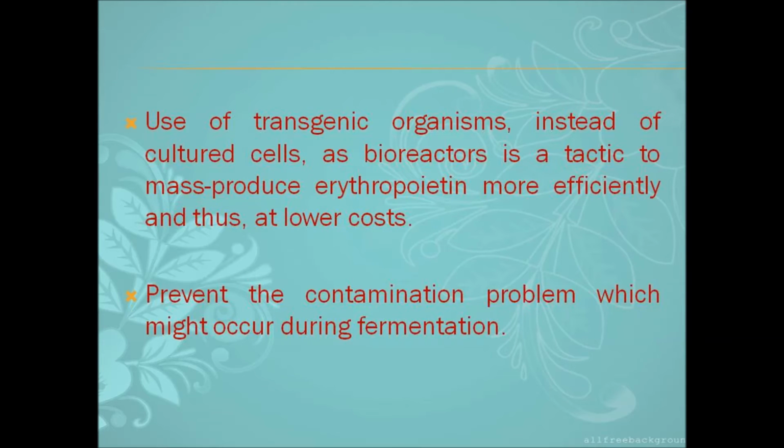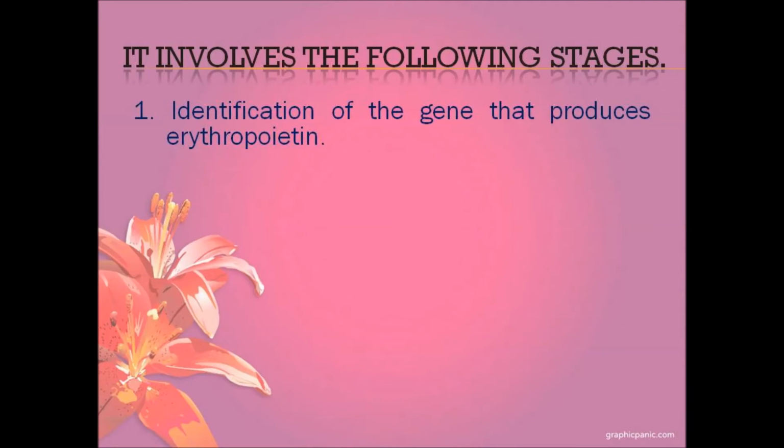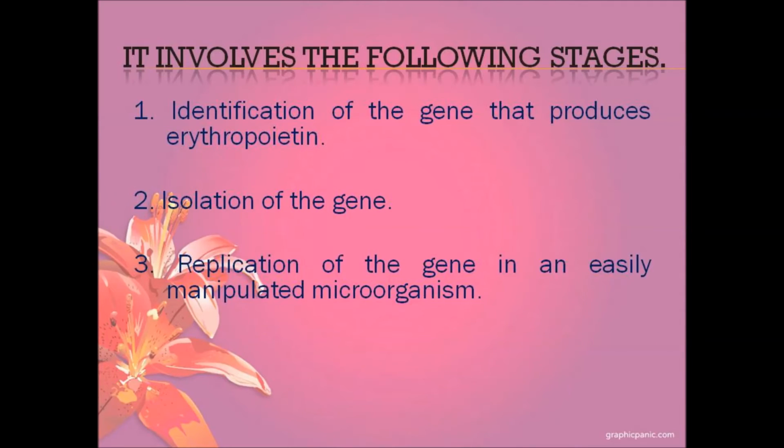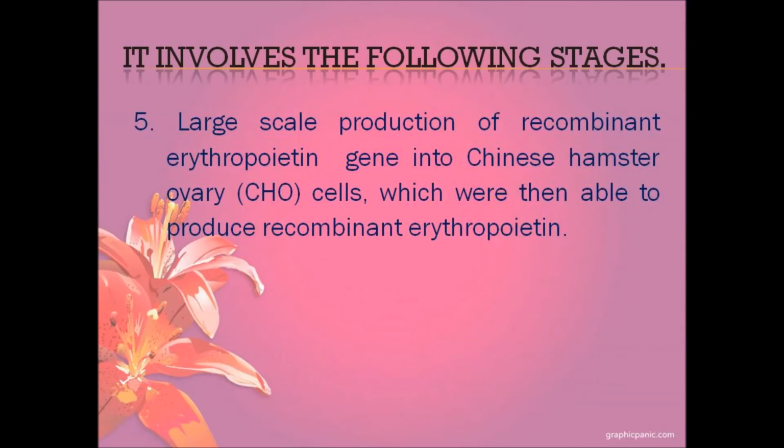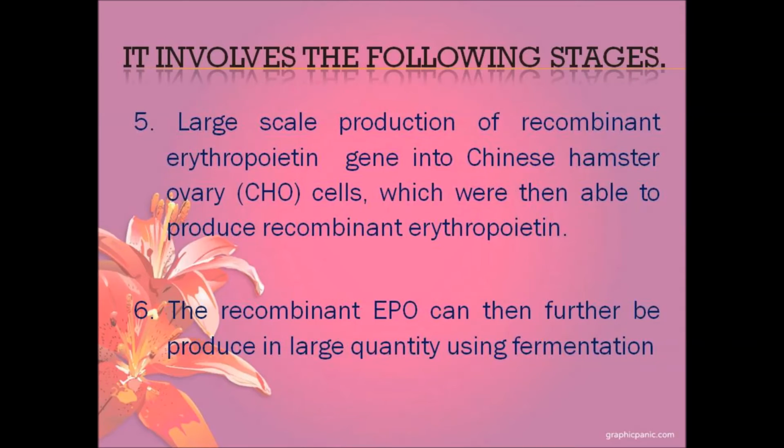First, we identify the gene that produces erythropoietin, isolation of the gene, replication of the gene in an easily manipulated microorganism, production and purification of recombinant erythropoietin in a stable biological form, large-scale production of recombinant erythropoietin gene into Chinese hamster ovary cells, which were then able to produce recombinant erythropoietin. And finally, the recombinant EPO can then further be produced in a large quantity using fermentation.